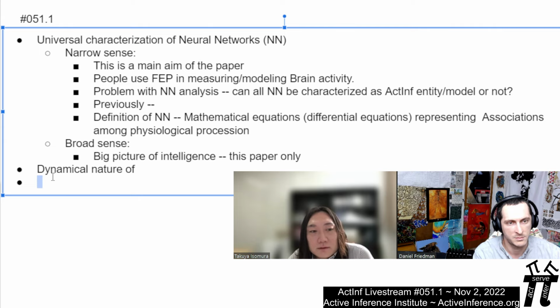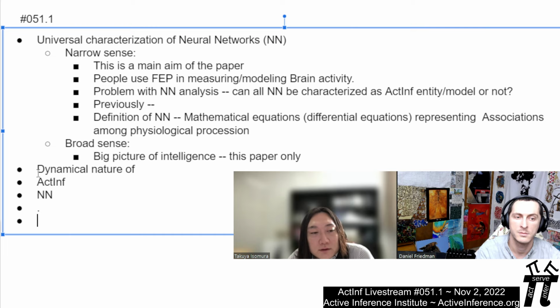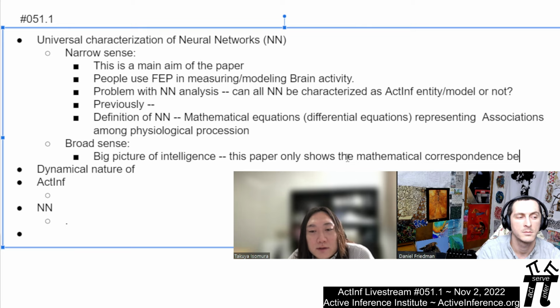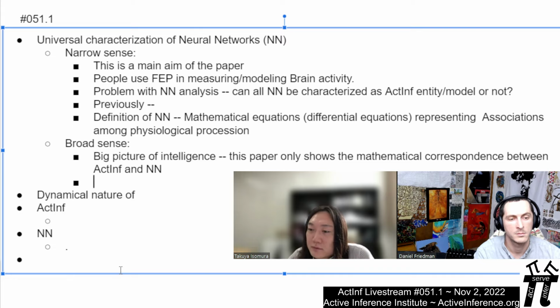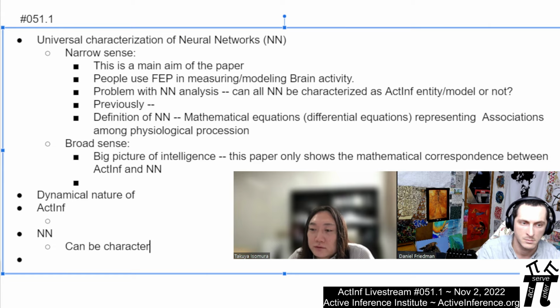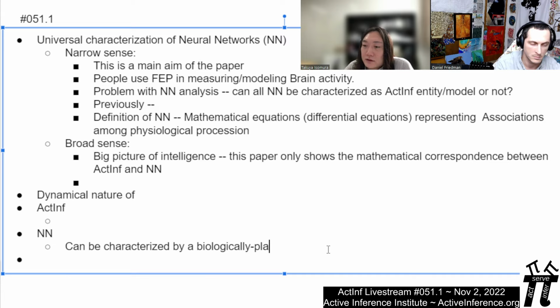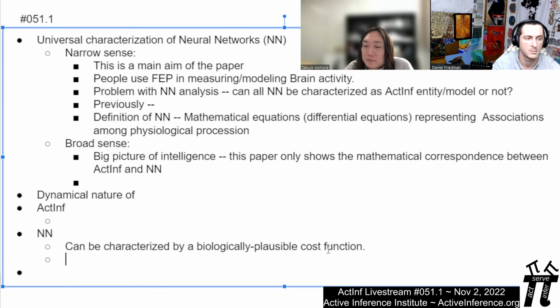Because, basically what we showed is the mathematical equivalence between the formulation of canonical neural networks and the formulation of active inference, in the sense that we showed that a class of neural network can be characterized by a minimization of some biologically plausible cost function. And we show that that cost function can be read as variational Bayesian inference and a particular class of generative model in terms of the well-known partially observable Markov decision process.